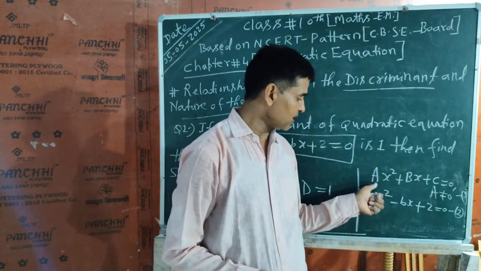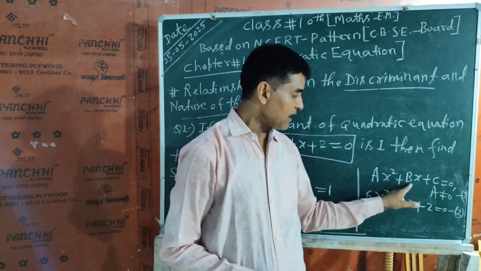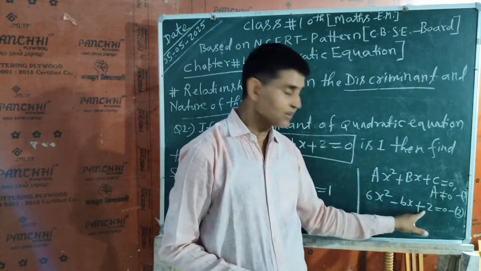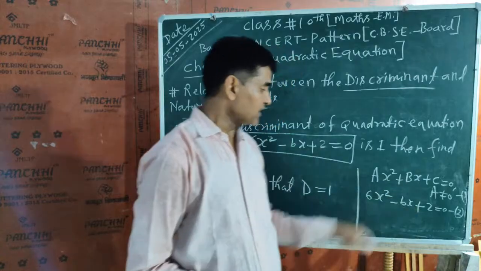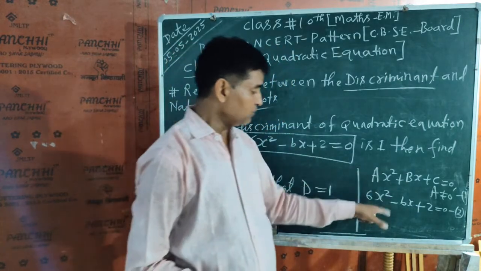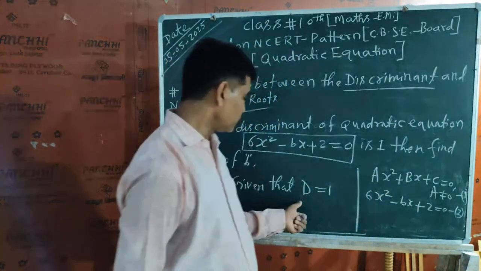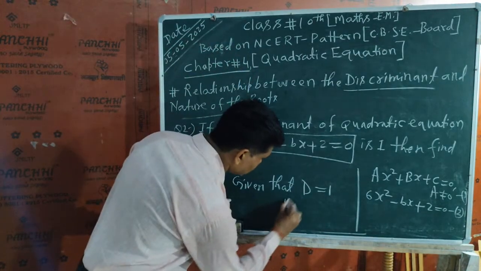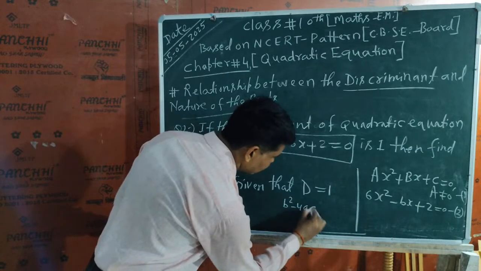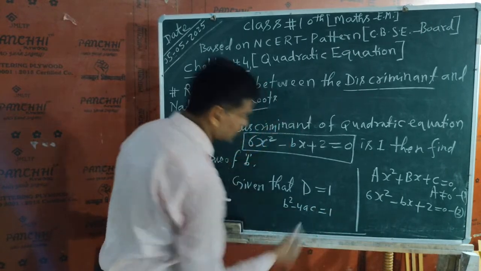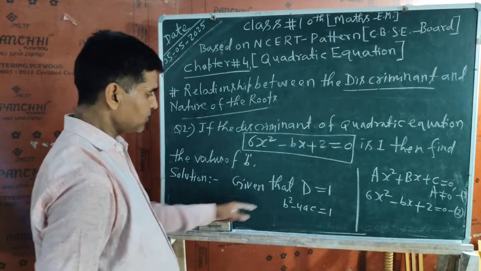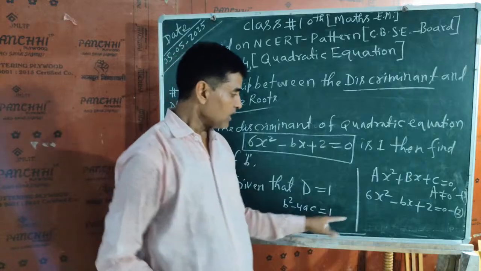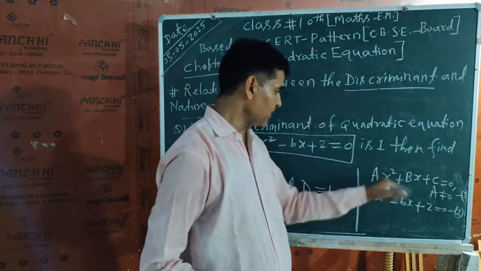After comparing, we will get the value of capital A, capital B and capital C from the given quadratic equation. And after getting the value of A, B and C, I will put here b square minus 4ac which is equal to 1. This is also given because the value of discriminant is also written as b square minus 4ac which is equal to 1. Now we have to get the value of a, b and c.